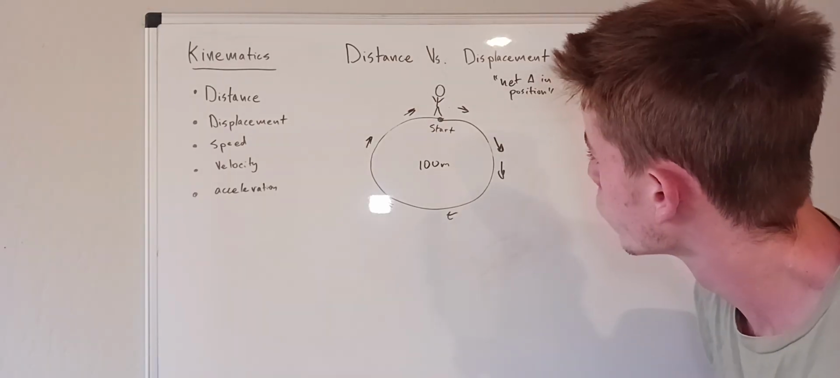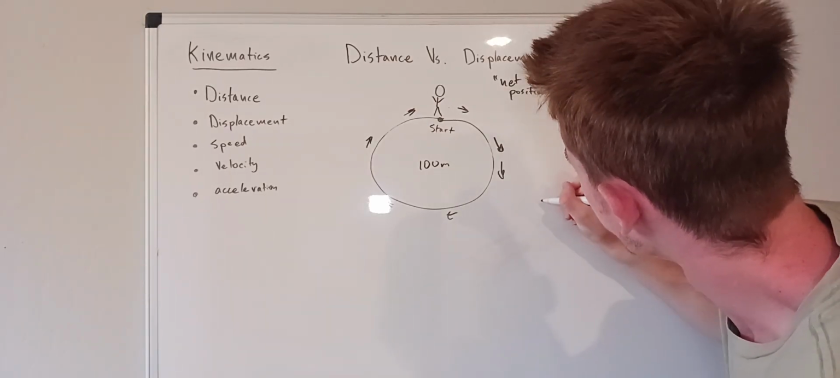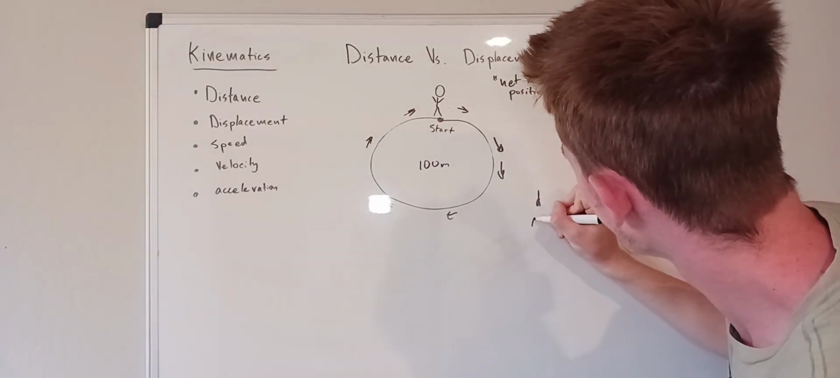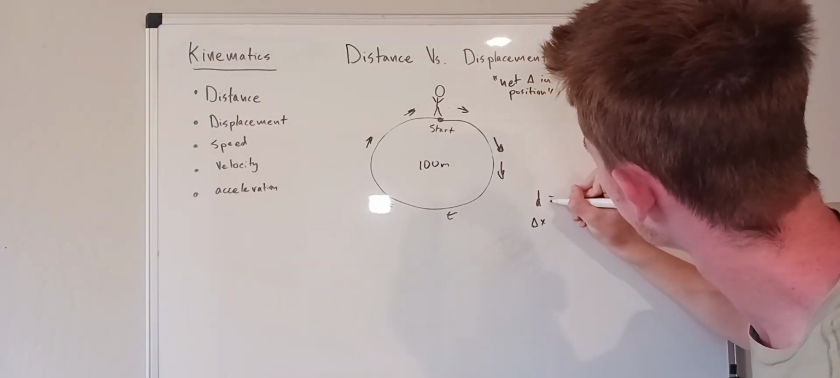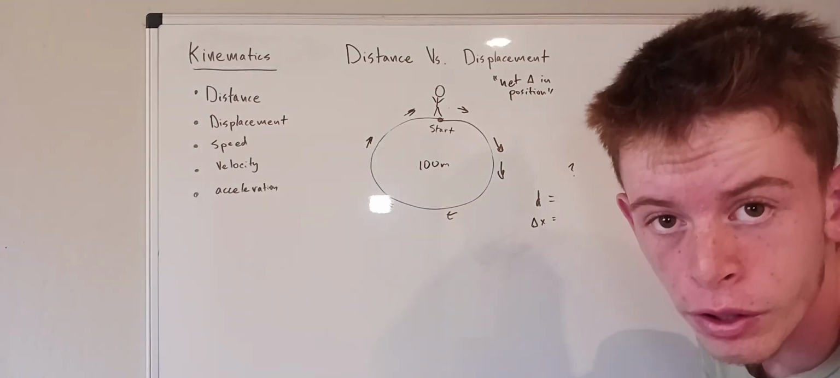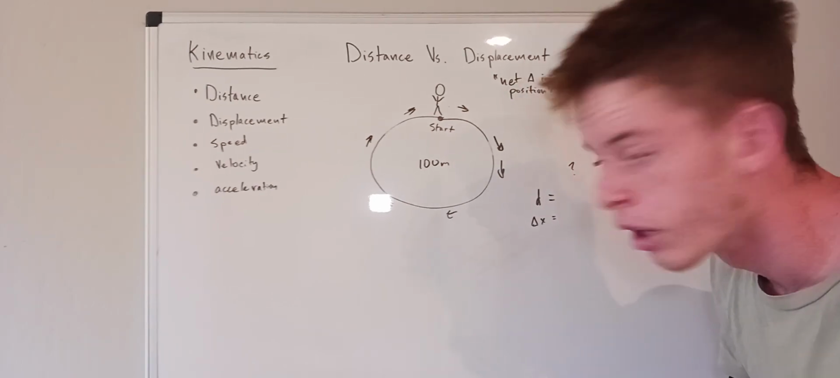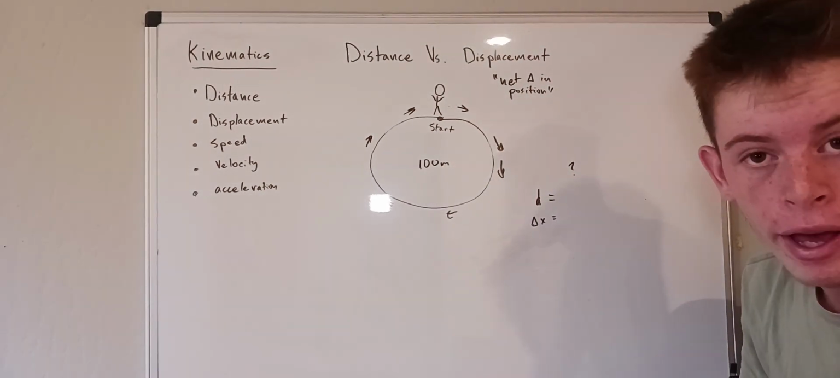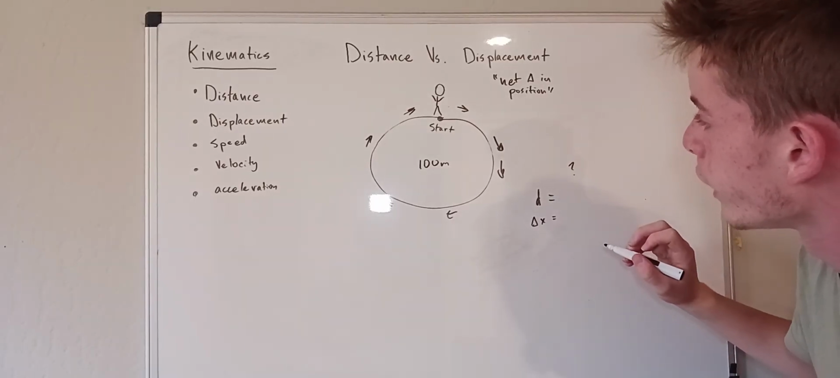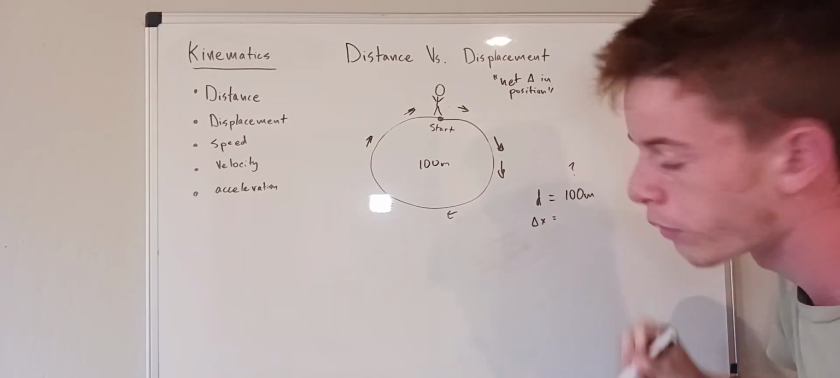Okay, so now try to pause the video and figure out what is the runner's distance, what is the distance that he covered, and what is his displacement. All right, so pause the video and see if you can figure that out. All right, so if you're coming back, the distance that the runner covered is going to be 100 meters. You probably figured that out.